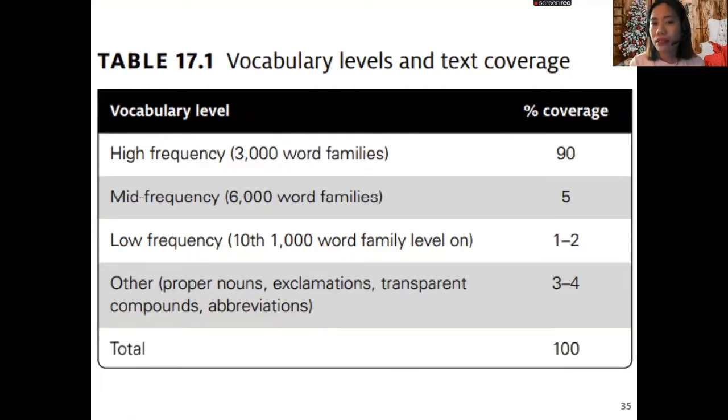Exams like IELTS and TOEFL actually make use of this to identify the level of the student or of the learner. So high frequency, mid frequency, low frequency, and also the coverage.